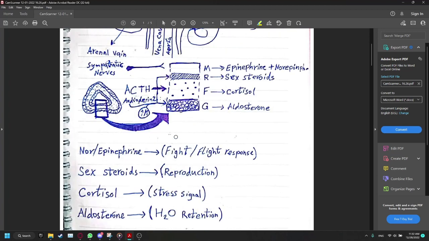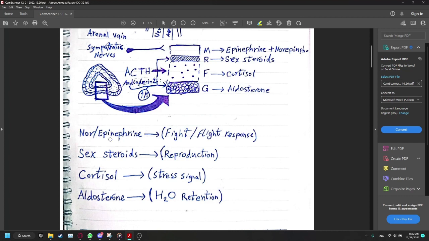All right, so yeah, epinephrine and norepinephrine, fight or flight response for a short amount of time. Short.